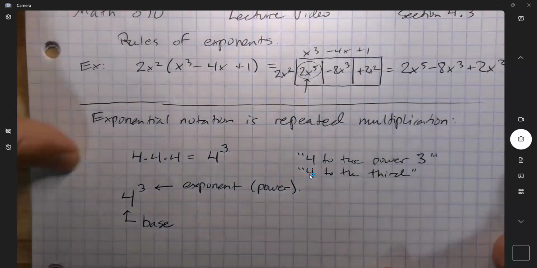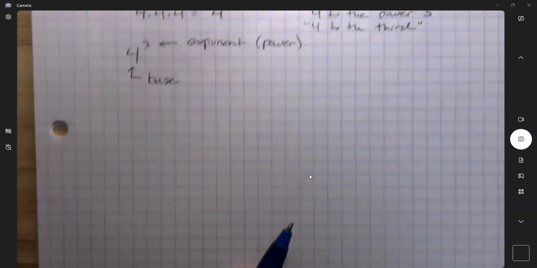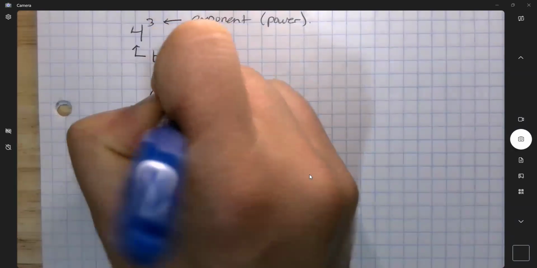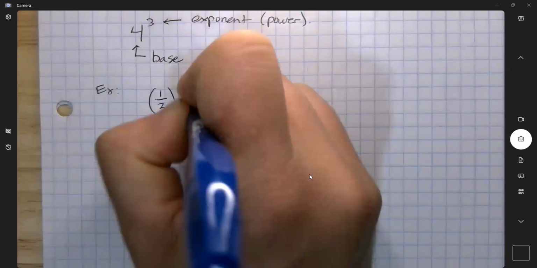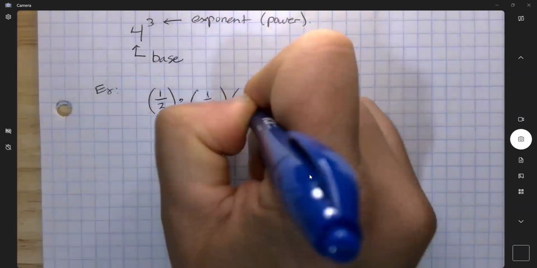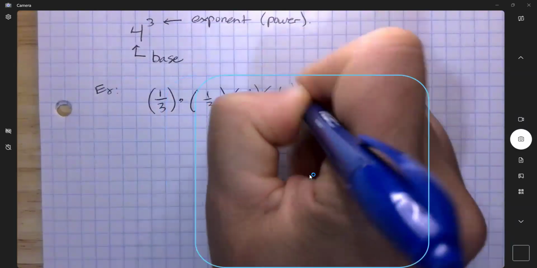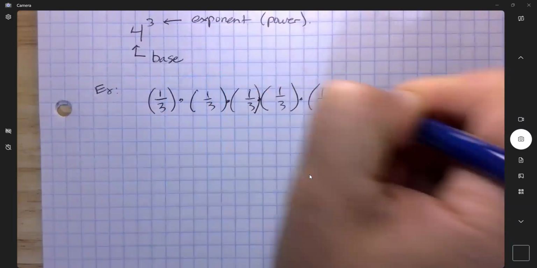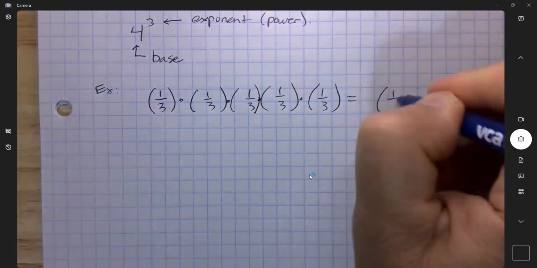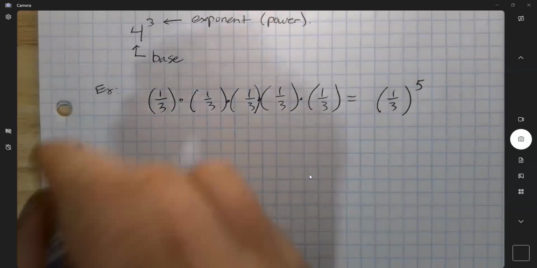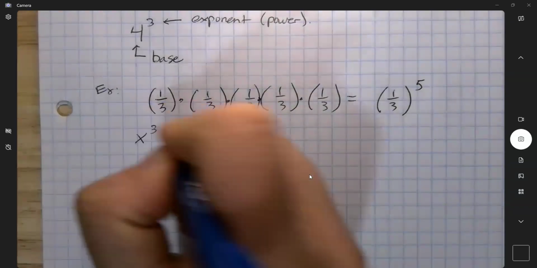We can do repeated multiplication of all sorts of things. For example, I could take 1/3 and multiply it by itself 5 times. And again, that's a lot to write. So instead, I'm just going to write 1/3 to the fifth power. All right, that's our exponential notation. It works for powers of x as well.